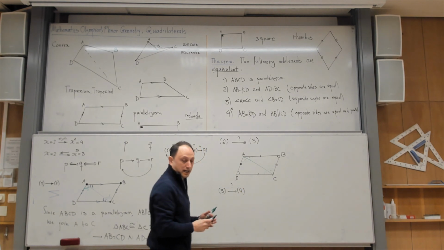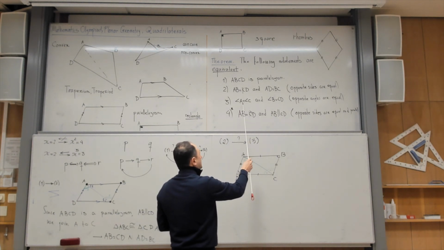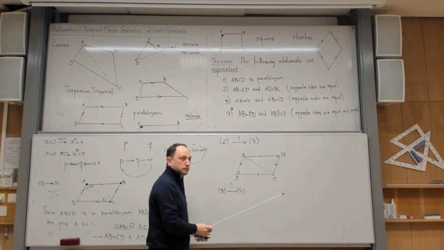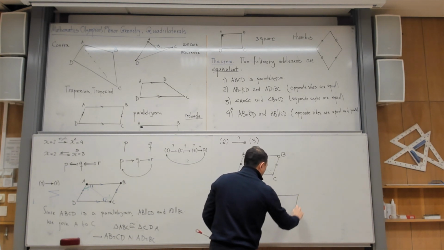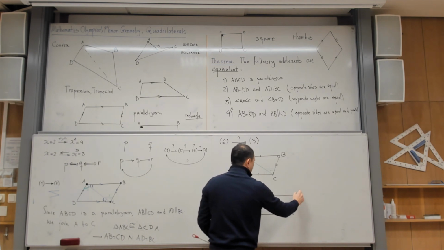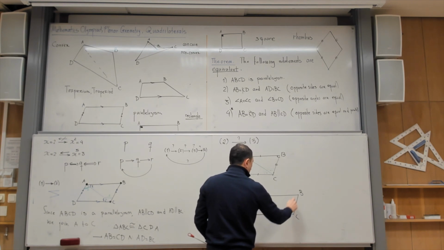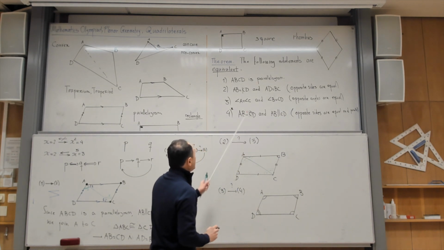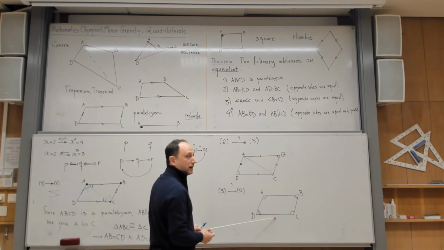I have a quadrilateral. I don't know if it is a parallelogram or not, but I know that the opposite angles are equal. So again, based on the same idea, I draw it like a parallelogram, but I do not claim it's a parallelogram right now. But I know that this angle is equal to that angle. I know that this angle is equal to that angle. My goal is to show that AB and DC are equal and parallel.